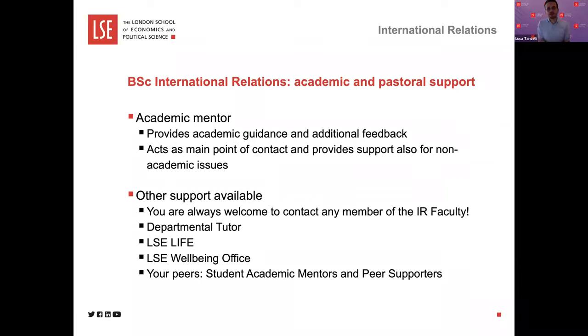Departmental tutor is our term at LSE to describe the program director for the BSc program. I will always be there for any other questions, academic related or other personal issues that you may have during your stay at the LSE. So anything where you need further advice in addition to your academic mentor, you can always contact me for any queries. And this is within the department.